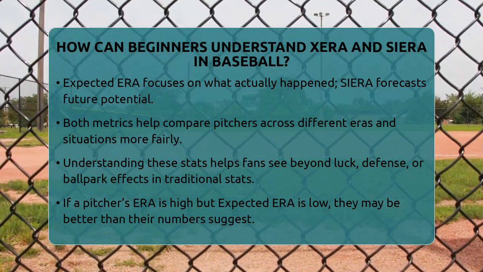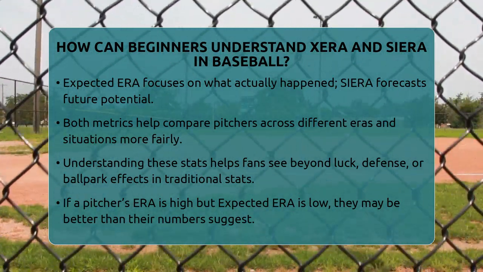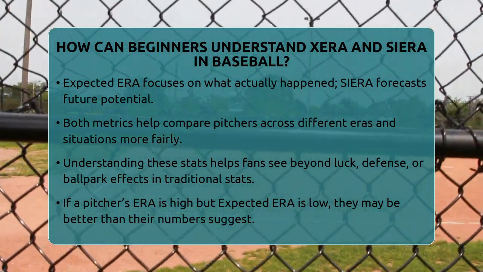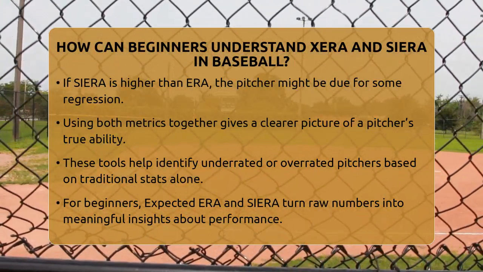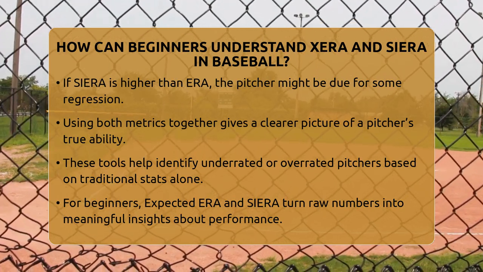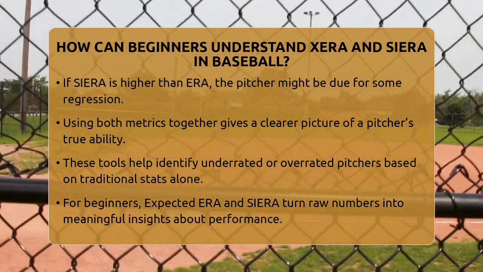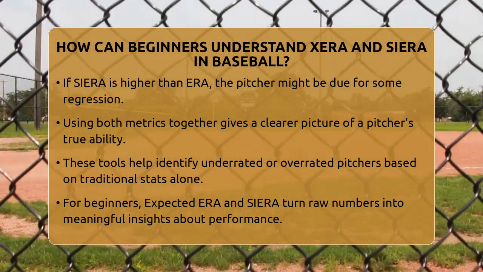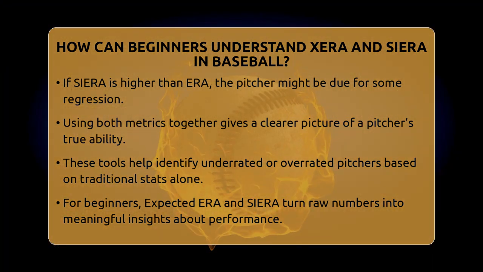For beginners, understanding these stats means recognizing that not all runs allowed are equal. If a pitcher's traditional ERA is high but their expected ERA is low, they might be better than the numbers suggest. Conversely, if their SIERA is higher than their ERA, they could be due for some regression. These metrics help fans and analysts compare pitchers across different eras and situations more fairly.